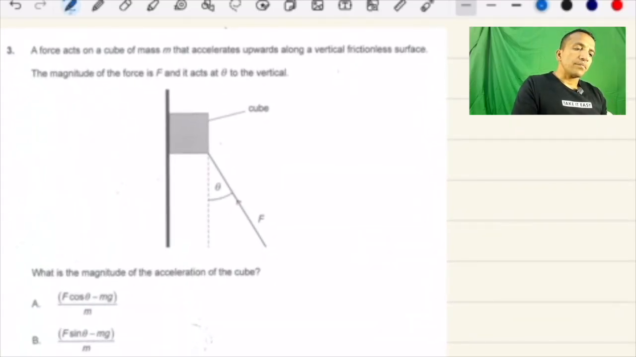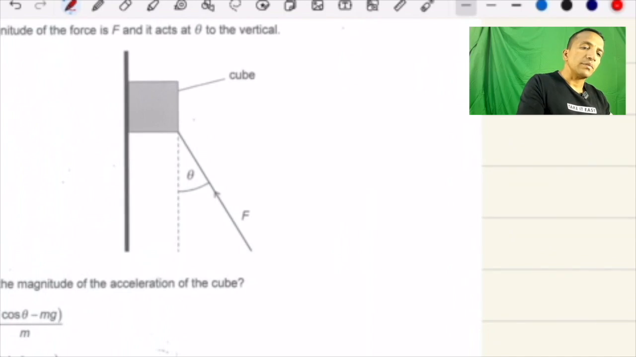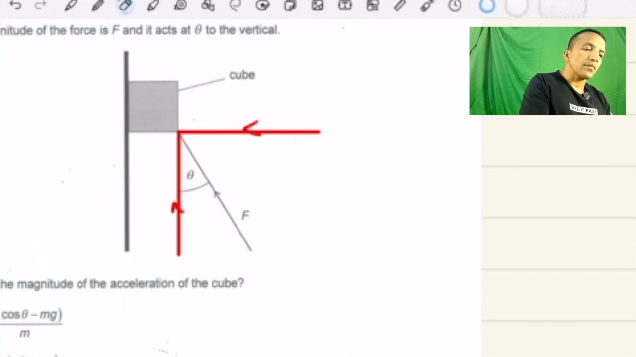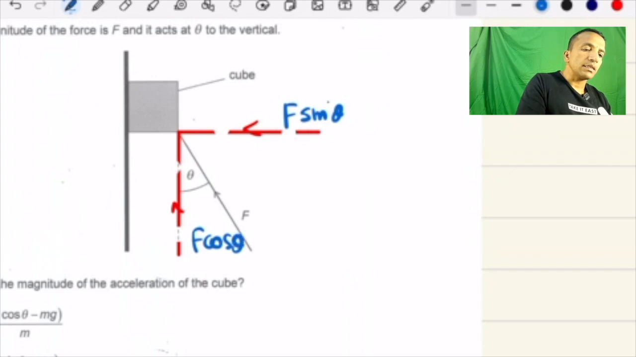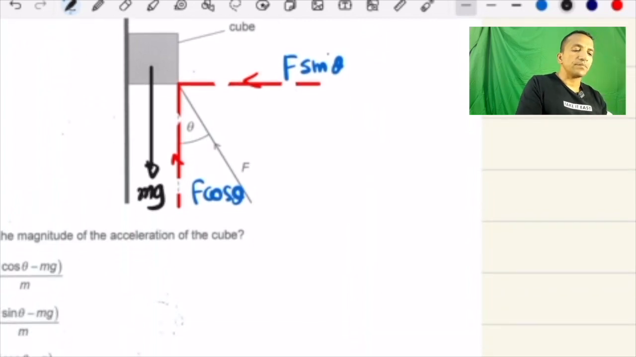Question number 3. This object experiences two forces. One force is F, but F you can resolve into two components. This horizontal part should be written as F sine theta. The vertical part in this case is F cosine theta. So what is the other force? The other force is our familiar one, the weight of the object, which you can mark as mg.